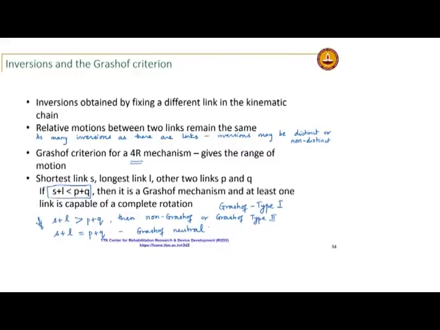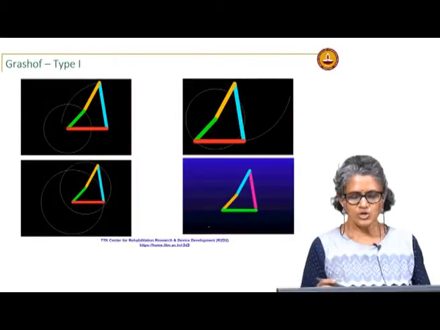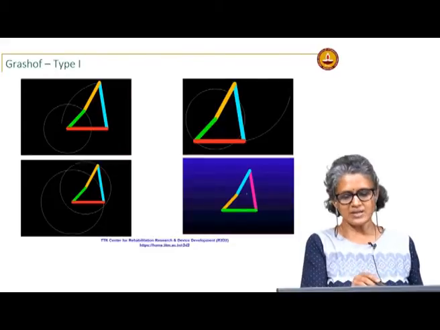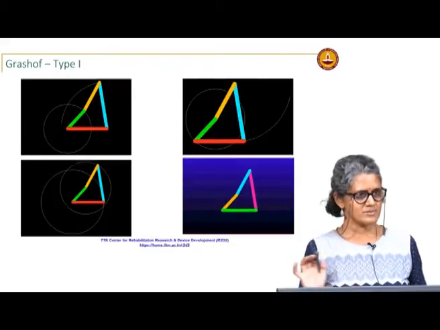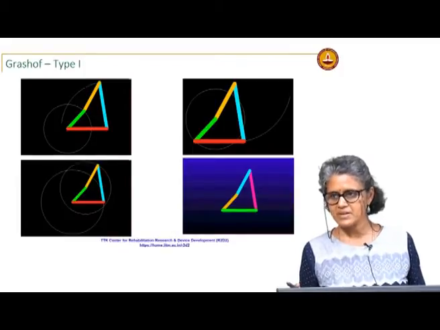And then depending on which inversion you are looking at, the nature of motion of the links will change. The relative motion always remains the same. But if I fix a different link in the kinematic chain, I get a different behavior with respect to the absolute frame. So, in all these you can see that the relative configurations of the links are the same, right.